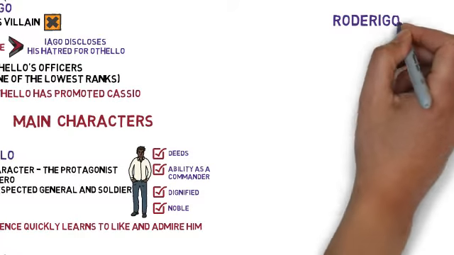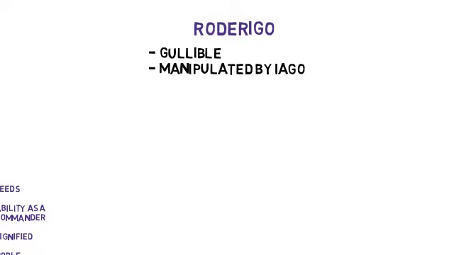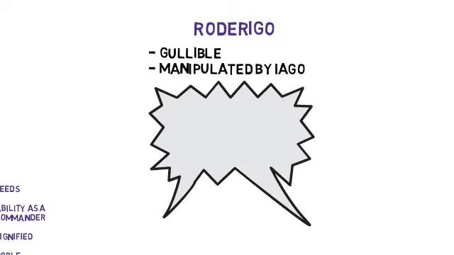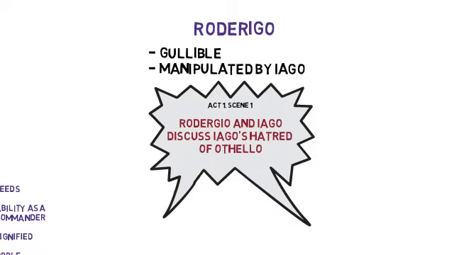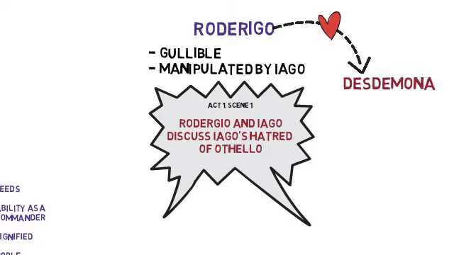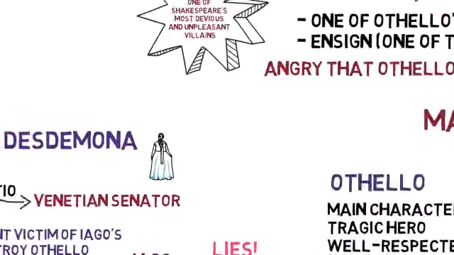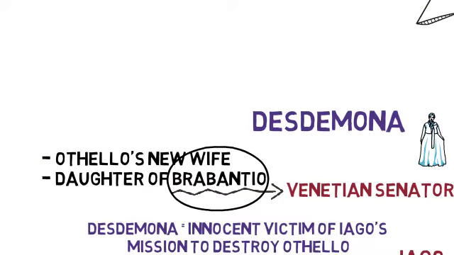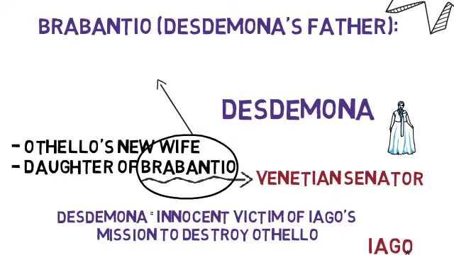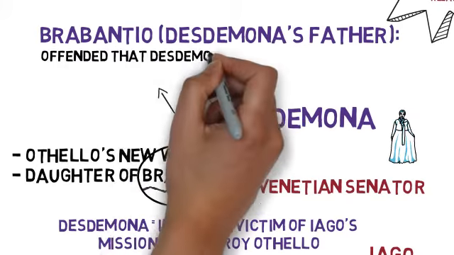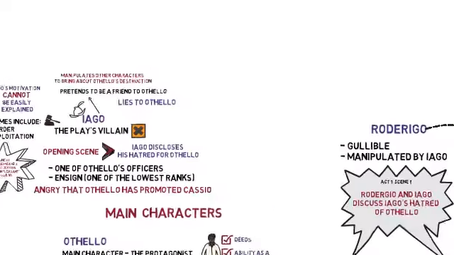Another character we should mention here is Rodrigo. He's a gullible character who Iago manipulates. Rodrigo is the character that Iago is having a discussion with at the beginning of the play, where Iago reveals his spite and hatred. Rodrigo's in love with Desdemona, something which Iago uses to manipulate him in his plot to destroy Othello. Just a little note here on Brabantio. He's Desdemona's father. As we've said, he's a senator, that's an elected politician, and he's offended that his daughter married Othello in secret and without his permission.